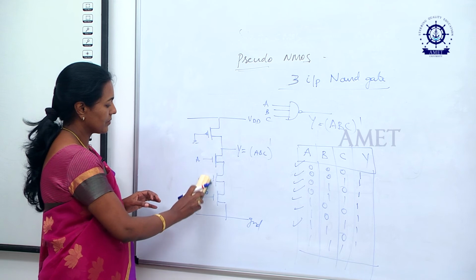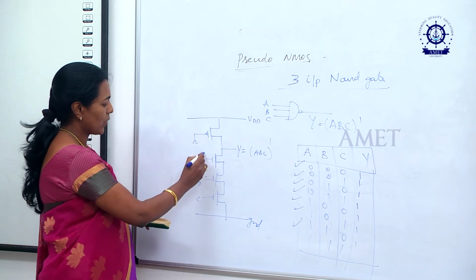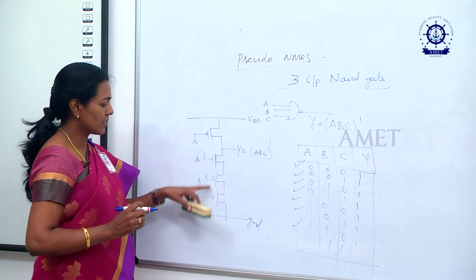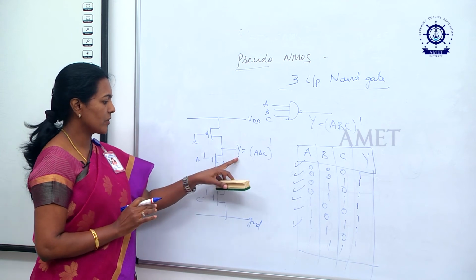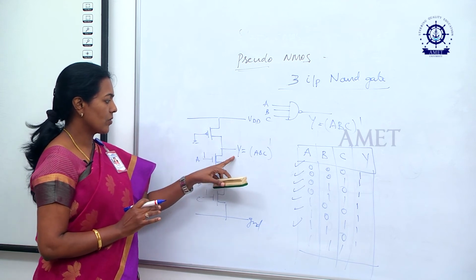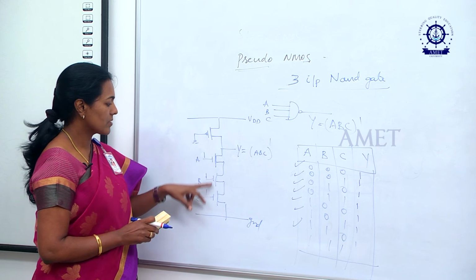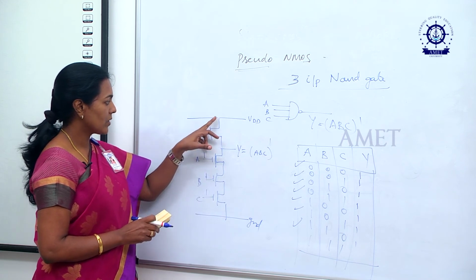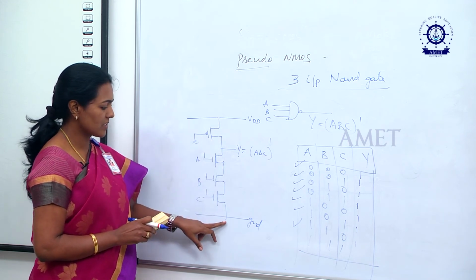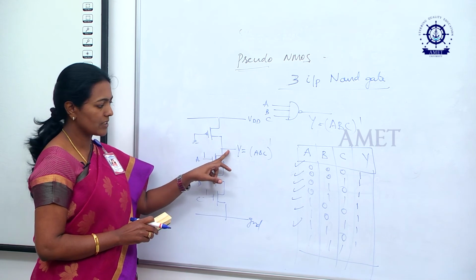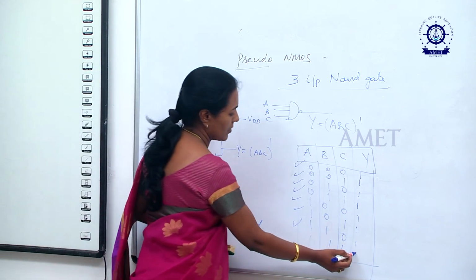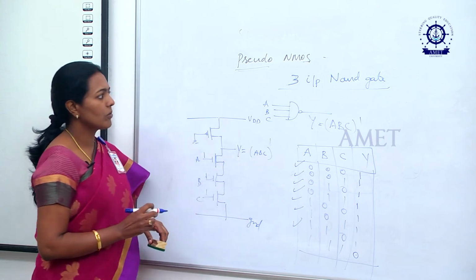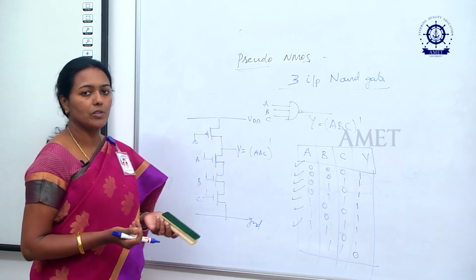For the last case, if you apply 1 1 1, these 3 transistors will conduct. So, output will be 0. Why? Because since all transistors conduct, whatever potential is available here, that passes towards ground. So, you cannot take any output at this point. So, naturally it is 0. Okay. So, this is how we can derive any circuit.